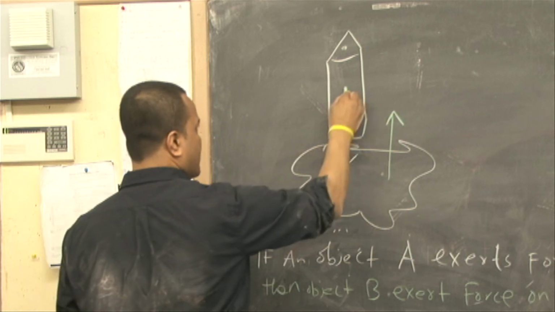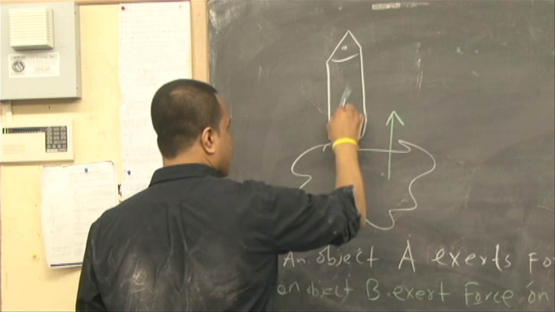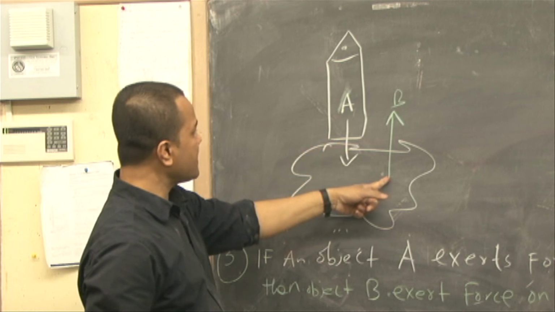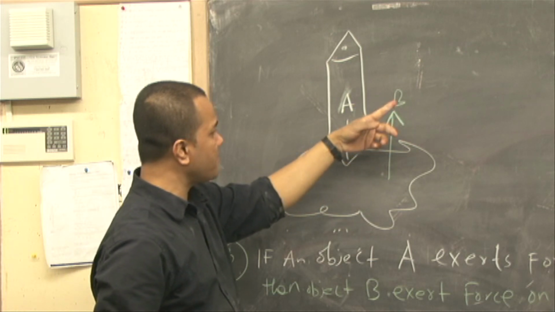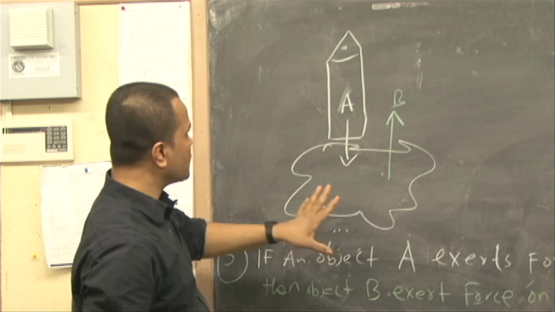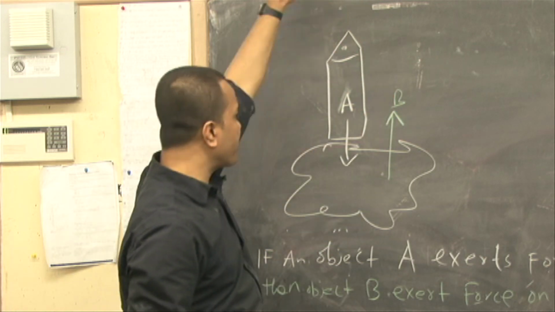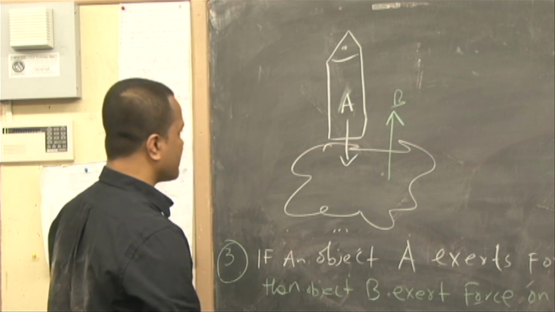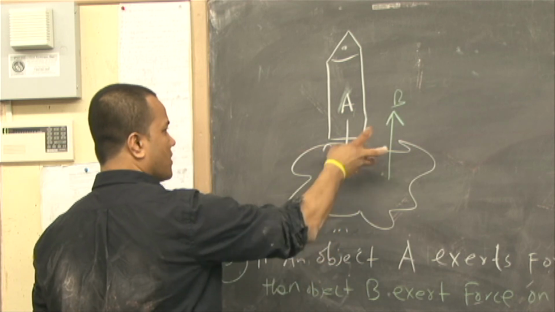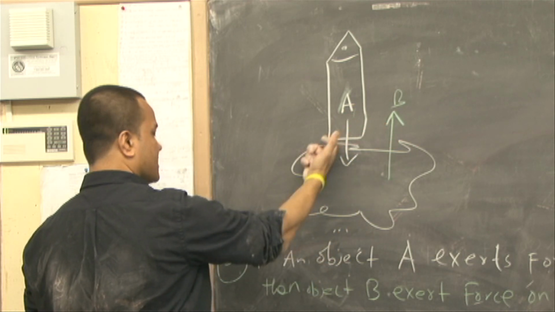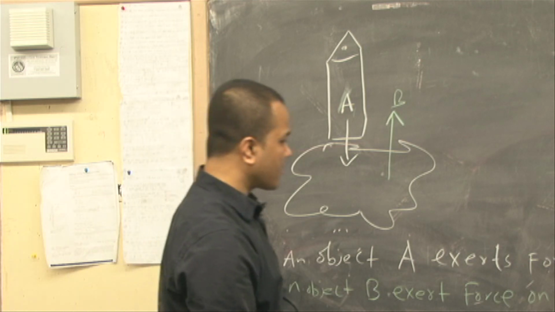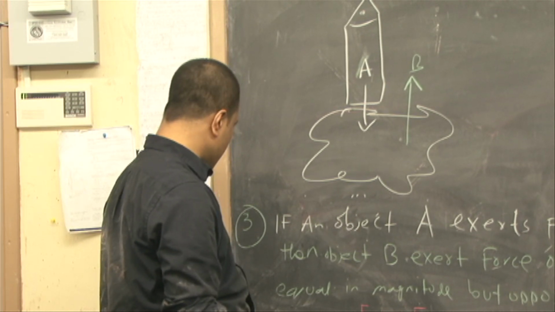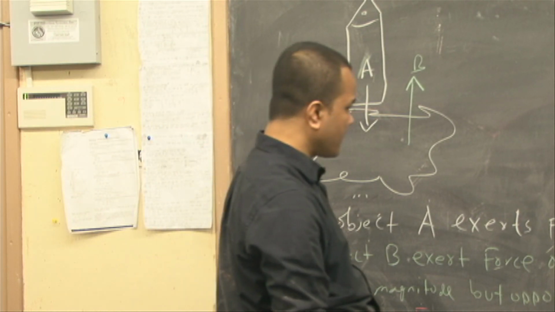So this is A, this is B. A exerts force on the gases, B exerts force back, which is equal in magnitude but opposite in direction. So the space shuttle goes up and the gas goes down, equal in magnitude, opposite in direction. That's how the space shuttle can go to its destination, and that's all scientists used to land a man on the moon in 1969.